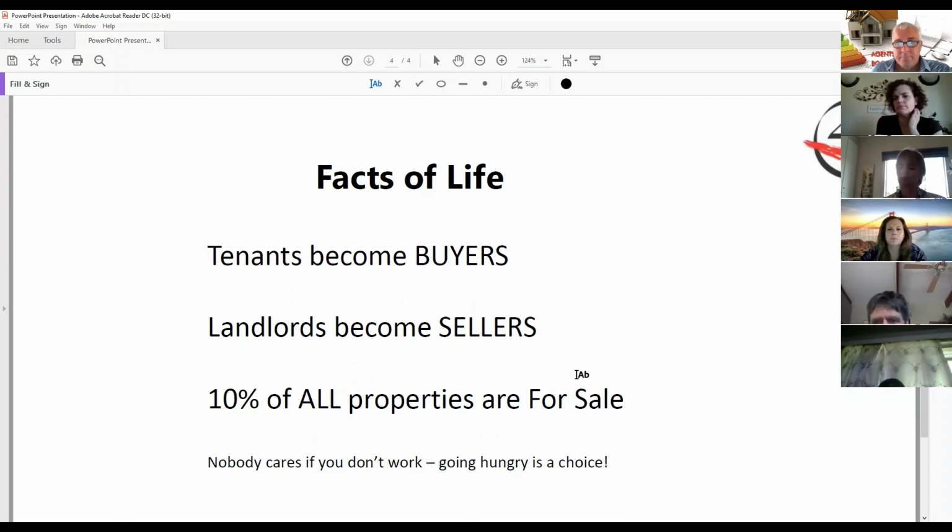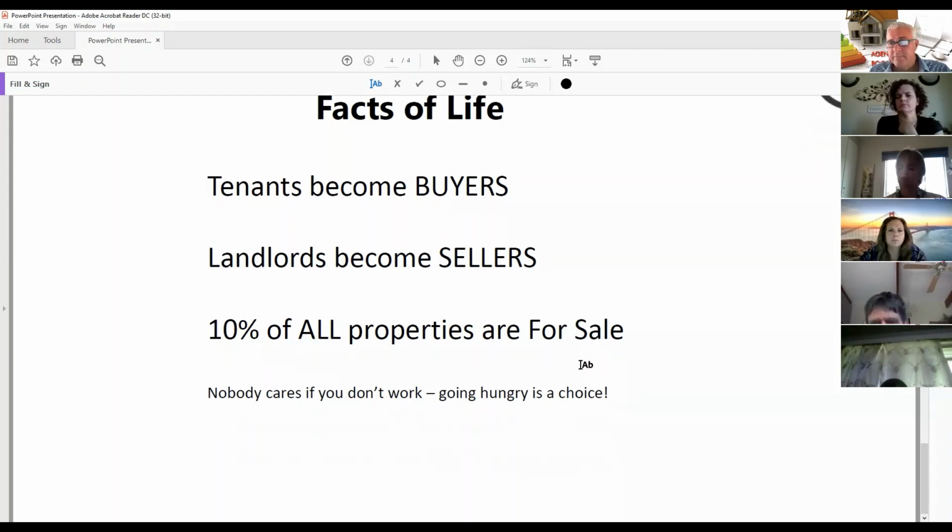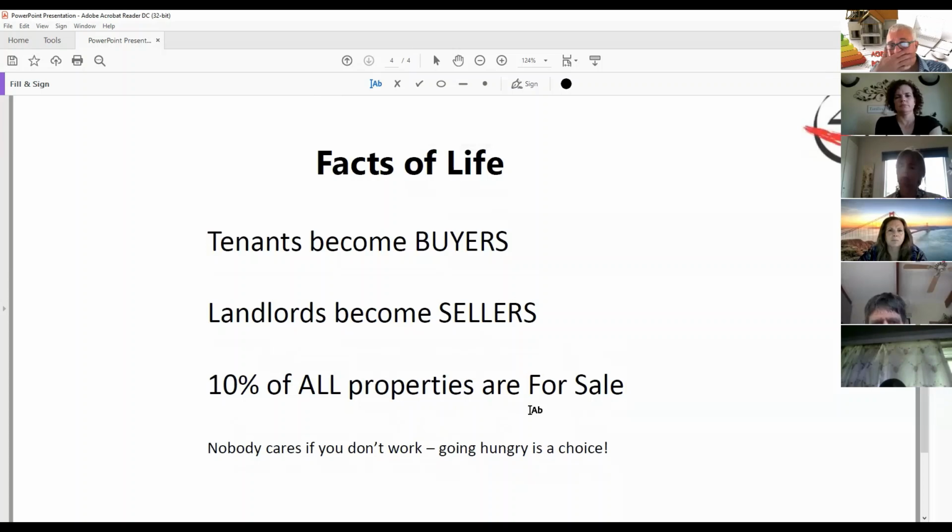So let's see if I've got another slide. I haven't. Okay, so it's very simple. My story today is only that we're in a cycle. I think we're going into a boom cycle. Nobody cares if you don't work, that last line: going hungry is your choice. And I seriously mean this. If you're not making money in the current market, it means you're not doing something. It's not the market. I'm sorry to break it to you.